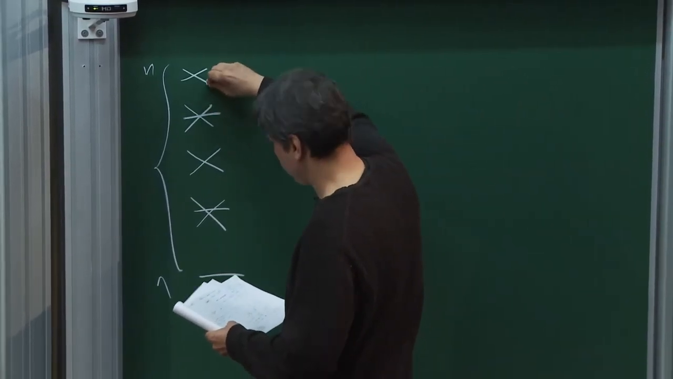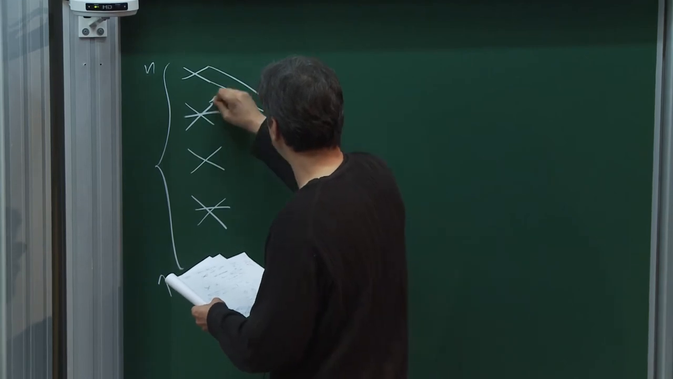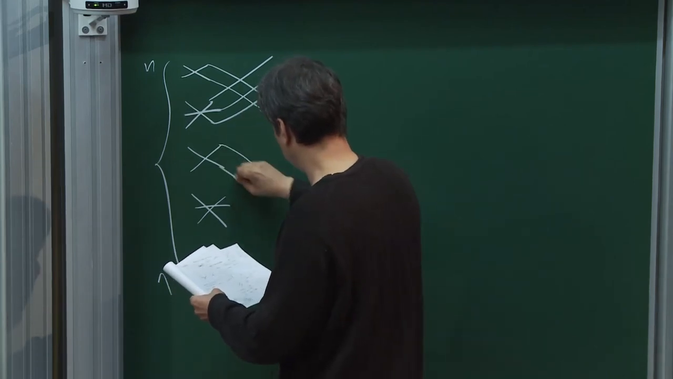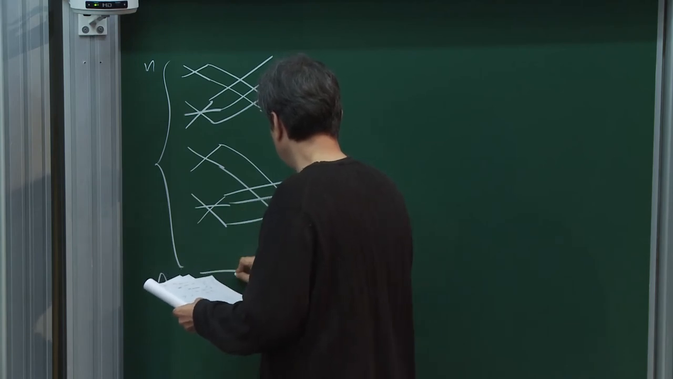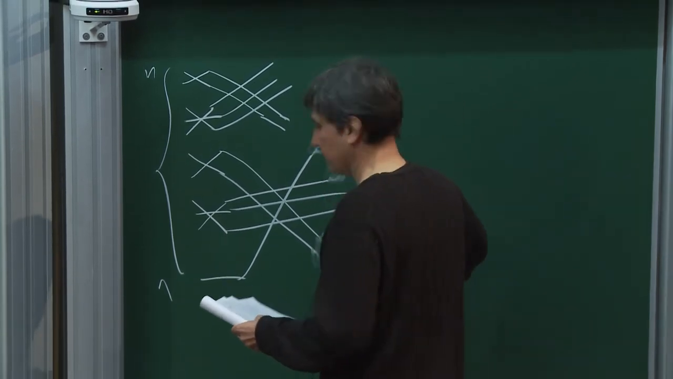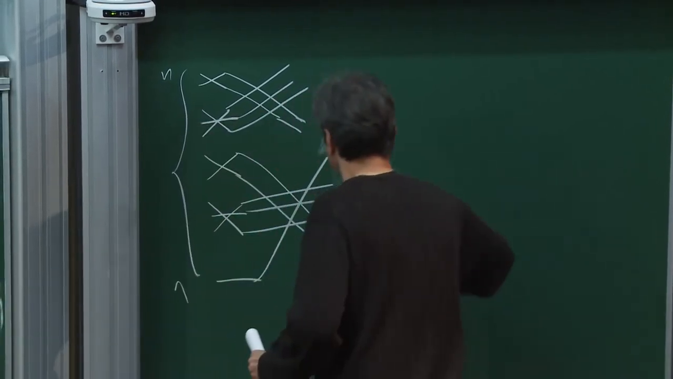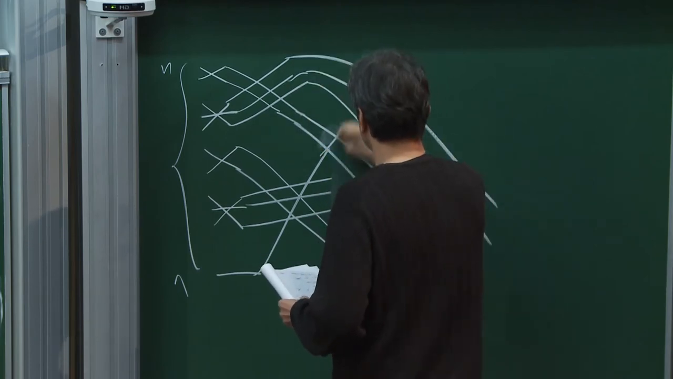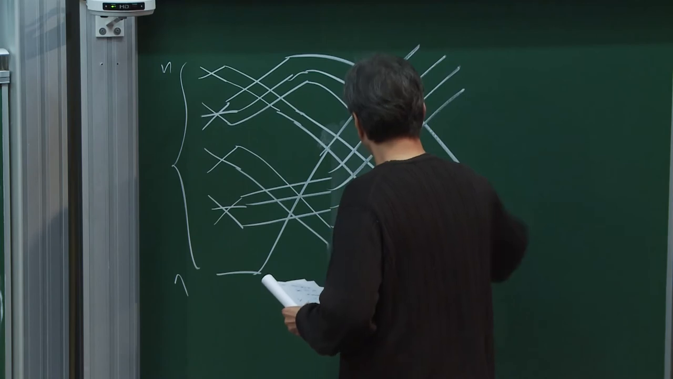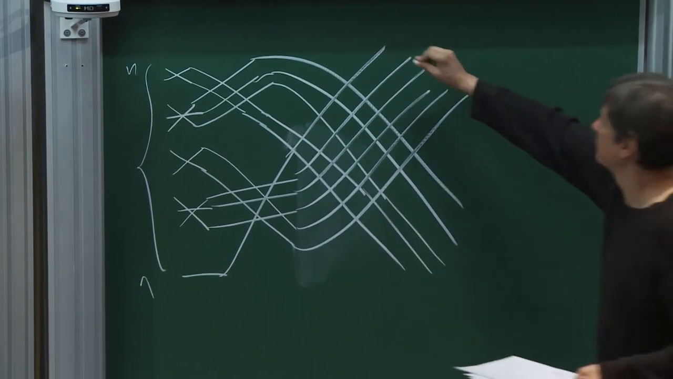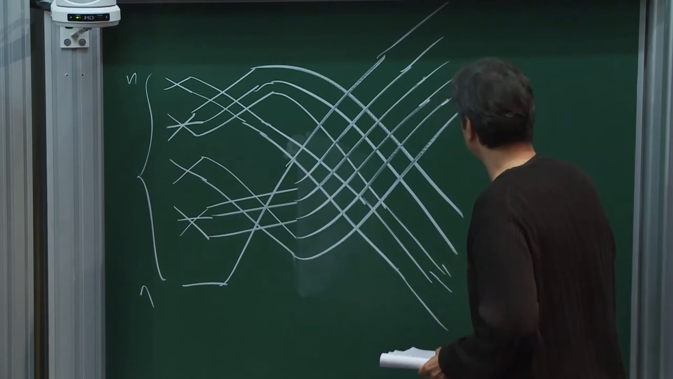Then again, these groups decompose into several groups, and put them again in some order. For example, here I can do like this. And now, what do I do? Again, these big groups again flip one over another. So I hope that it's kind of clear. Then we get one of the special permutations.